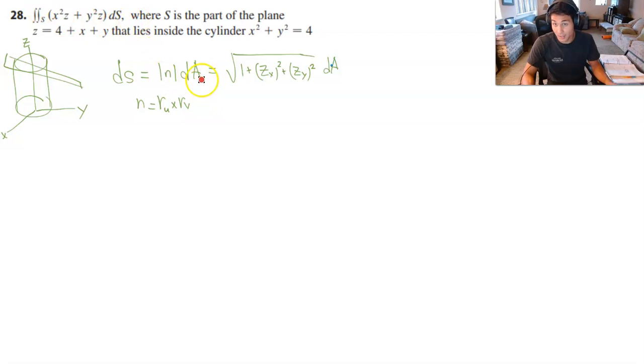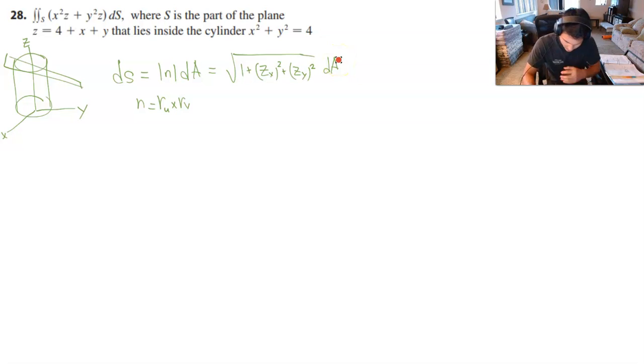And it's just a little bit of a shortcut if you have z as a function of x and y. It's really nice. Then you can see that it has to lie within the cylinder, so we put our integrating bounds over the cylinder. So the cylinder is going to be our bounds. That's how this integral will work.